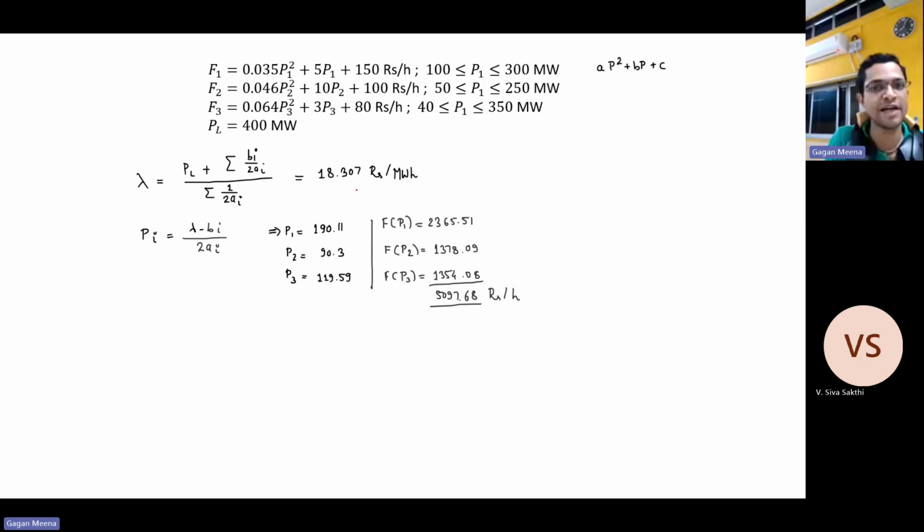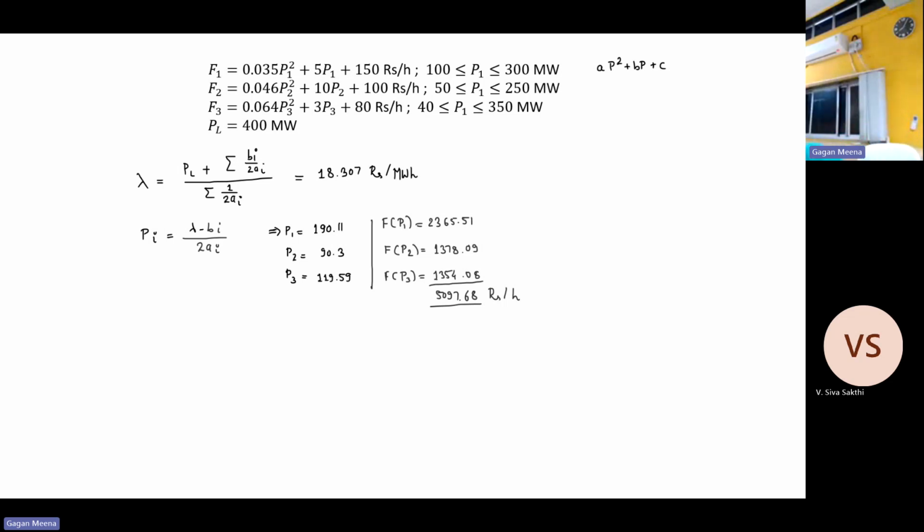One thing I want to tell you, what does this incremental cost of generation mean? If you increase the demand, right now demand is 400 megawatt, if you make it 401 megawatt, then the change in the total generation cost would be equal to this incremental generation cost. You can easily tell for 401 megawatt, the cost will be this plus 18.307.